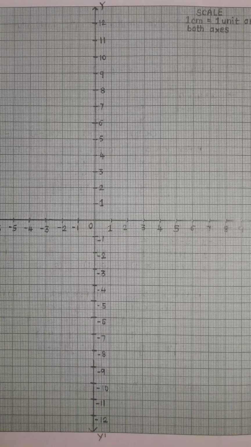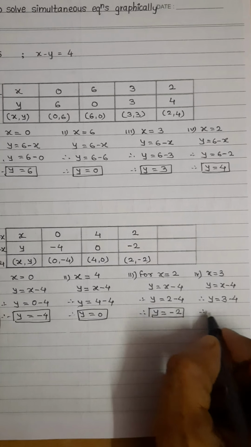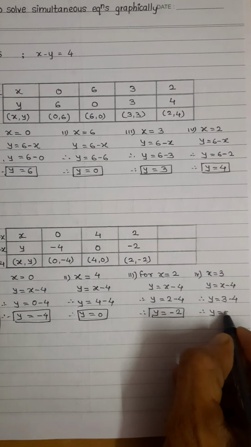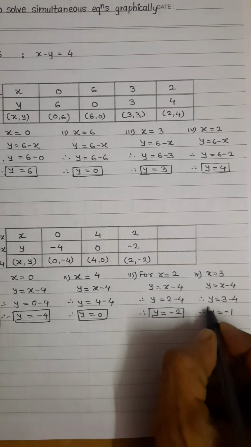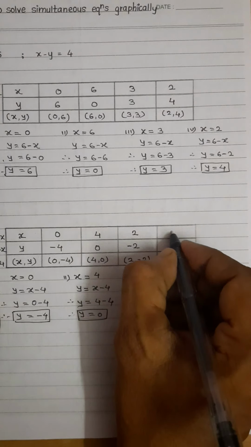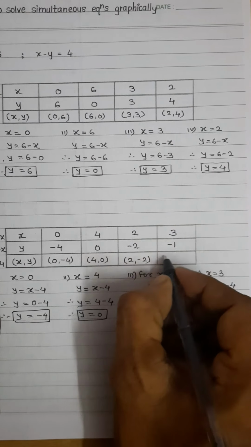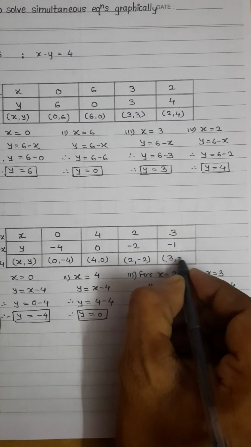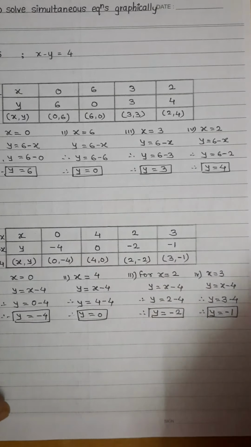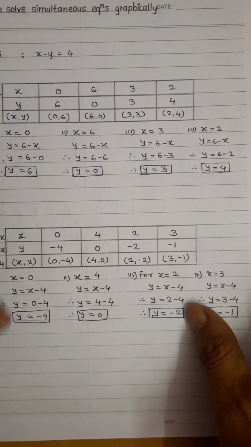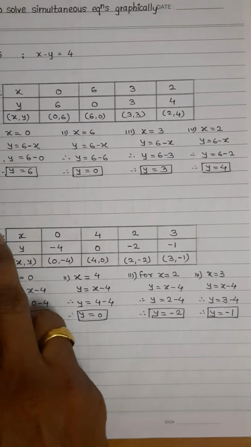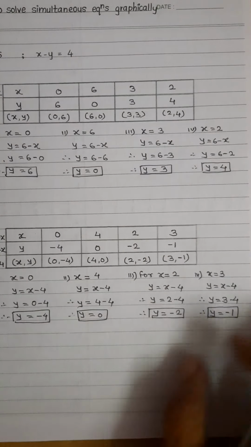We can find out y is equal to 3 minus 4, and we get here y is equal to minus 1. Therefore we get x is equal to 3 and y is equal to minus 1. Therefore (3, minus 1) is the fourth order pair that we required to draw the graph of the equation x minus y is equal to 4.